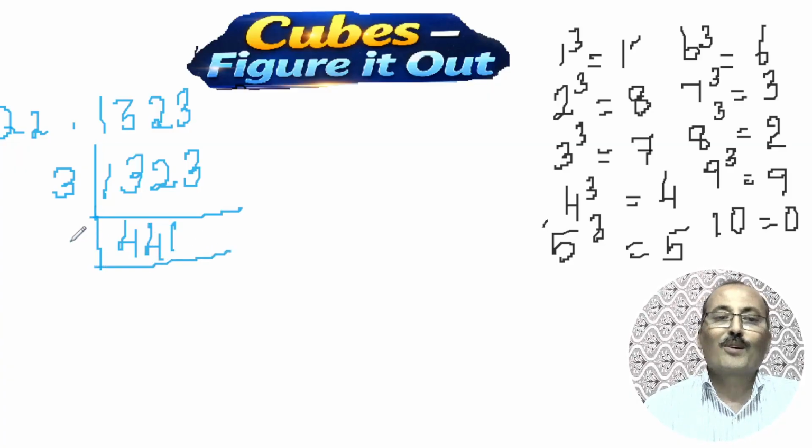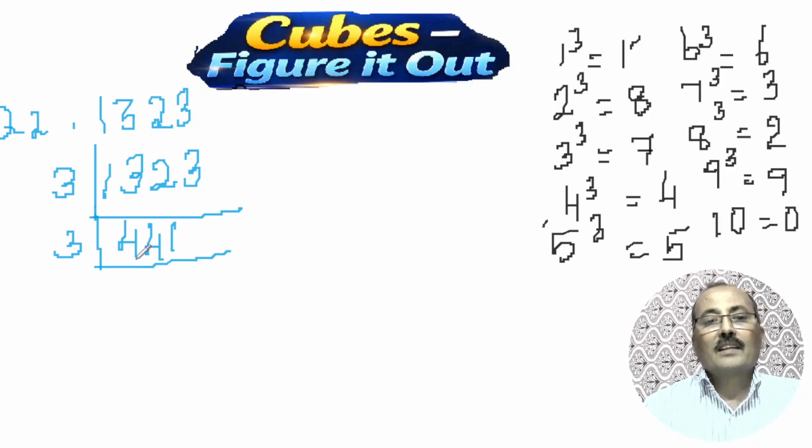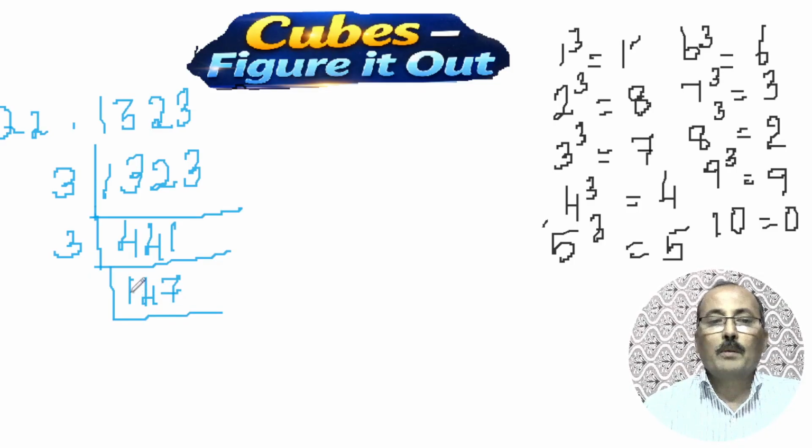21 means now we have to divide by 3 again. 3 ones are 3, and 3 sevens are 21, giving 7 times 7. So 441 is divisible by 3 to give 147, and again by 3 to give 49. Now it is 7 times 7.